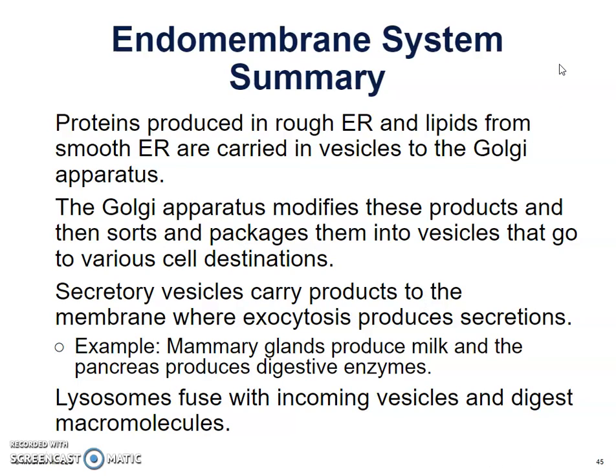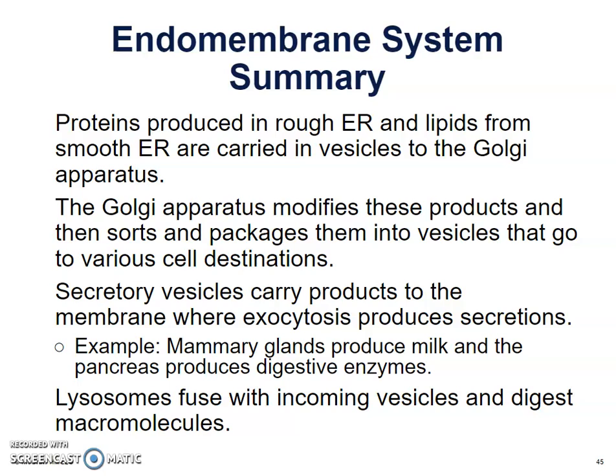Endomembrane summary. Proteins produced in the rough ER and lipids from the smooth ER are carried in vesicles to the Golgi apparatus. The Golgi apparatus, or Golgi body, modifies these products and sorts and packages them into vesicles, and then they are shipped out to different places within the cell or outside of the cell. Secretory vesicles carry products to the membrane where exocytosis produces secretions and expels those substances out of the cell.